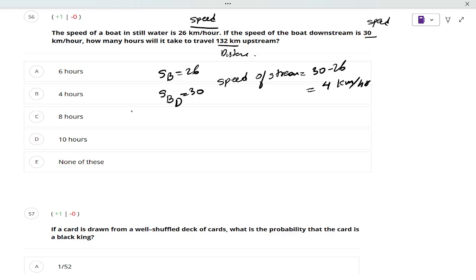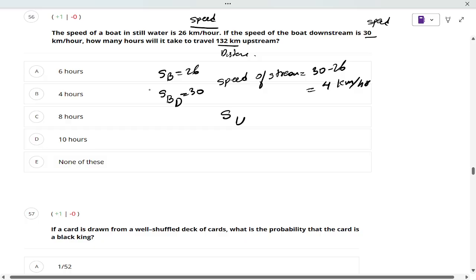Now we need to find speed again. Why are we finding the speed of the stream? Because we have the speed of the boat, and if we have the speed of the boat, we need the speed of the stream. Similarly, if we have the speed of the boat that goes downstream, then we need the speed of the upstream also. So let's say U is upstream, and downstream is D.